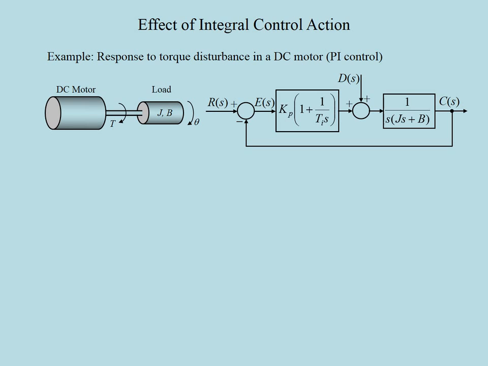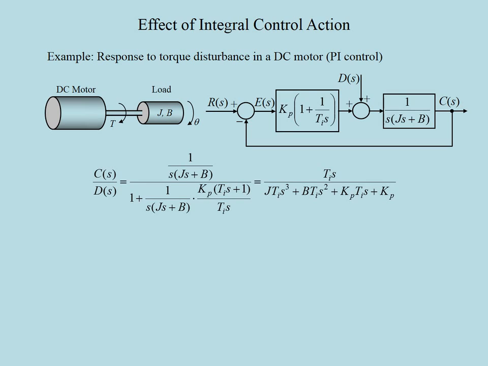So now the controller transfer function is Kp times (1 plus 1 over Tis). The transfer function from the disturbance to the output can be found again as the feed-forward transfer function from the disturbance to the output divided by 1 plus the open loop transfer function. The result is now a third-order transfer function since the integral part of the controller brings an additional dynamics. Again, E(s) over D(s) will be the negative of the closed-loop transfer function.